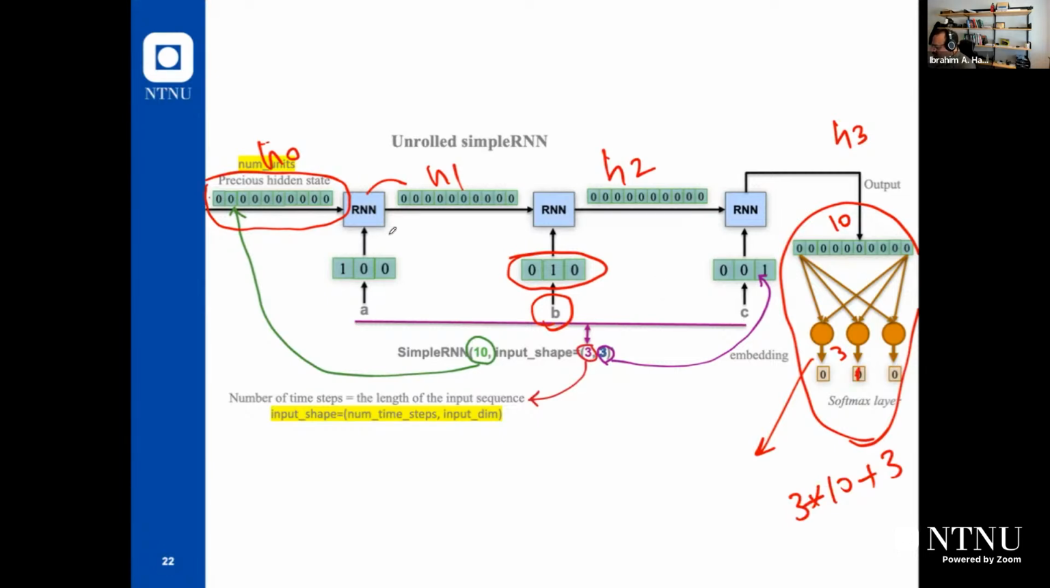If you want to calculate the number of parameters, I have 10 states. So the number of recurrent weights will be 10 times 10, right? The number of input weights will be 3 times 10. And because I have 10 units, the number of biases will be 10. So it will be 10 multiplied by 10 plus 3 multiplied by 10 plus 10.